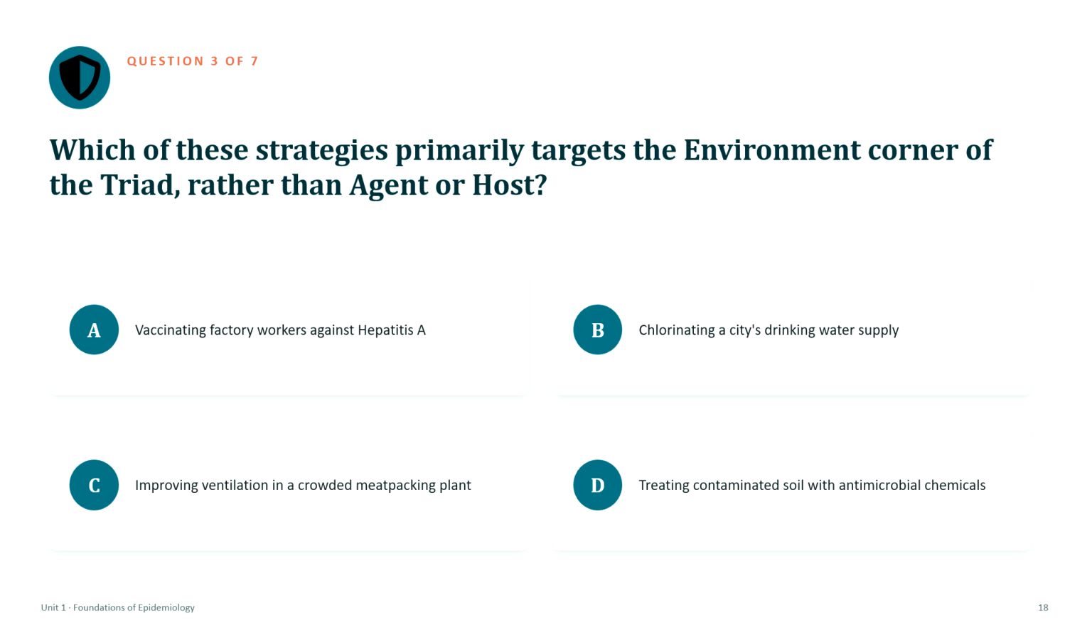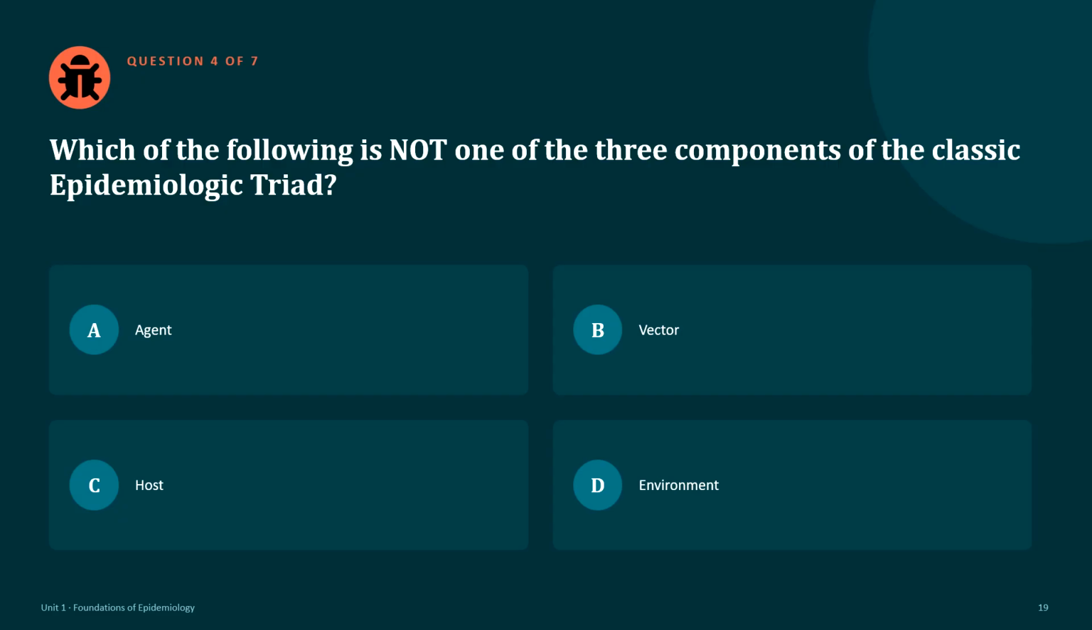Question 4. Which of the following is not one of the three components of the classic epidemiologic triad? A. Agent, B. Vector, C. Host, D. Environment. The correct answer is B, Vector. The classic triad has exactly 3 legs: agent, host, and environment. A vector, like a mosquito carrying malaria, is a means of transmission between agent and host, and it matters enormously in disease ecology, but it isn't one of the 3 triad components itself. This is an easy detail to blur.